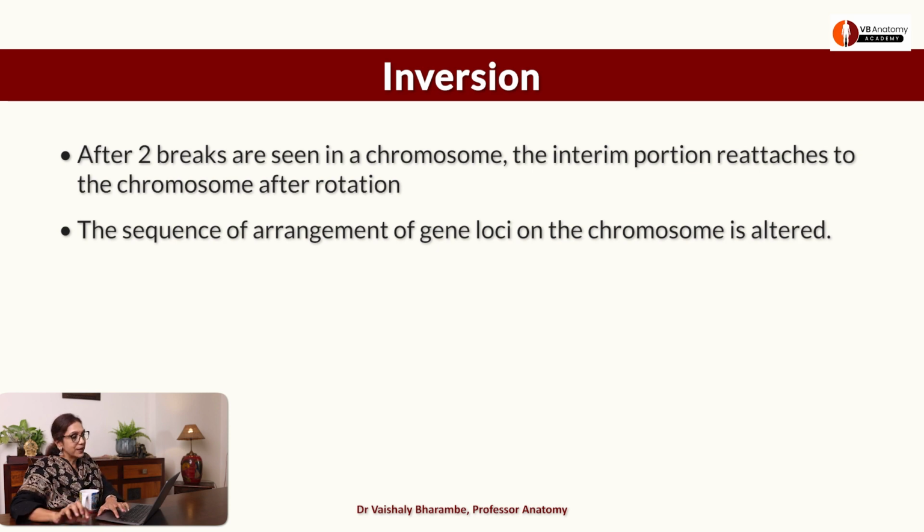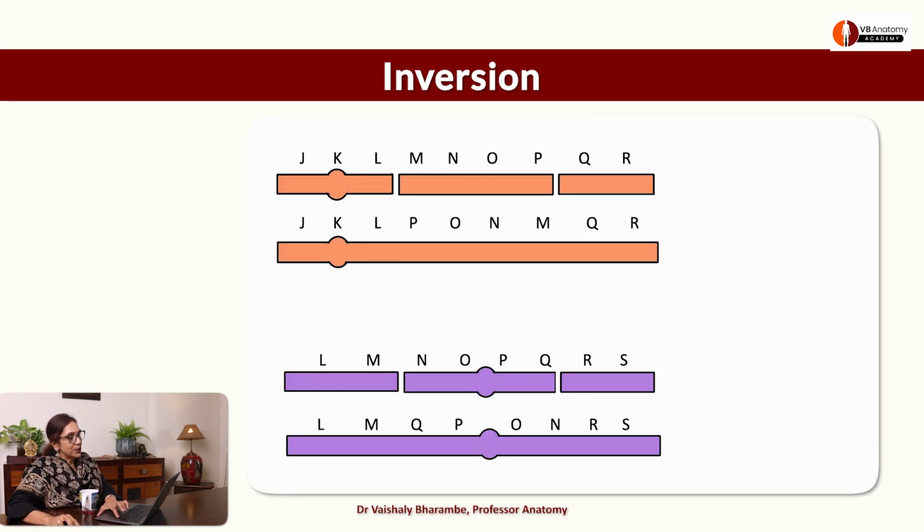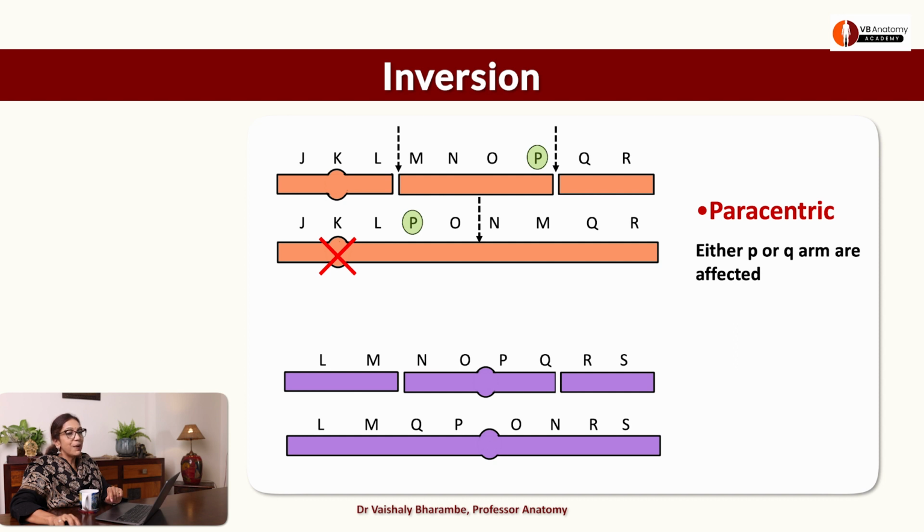Inversion. Take a look. In the first case, you can see that there are two breaks. The middle portion has been removed and is rotating. Did you see how it rotated? Now it goes and gets attached in the same place. But there is a reversal in the chromosomal chronology. The loci are changed now. Because this does not involve the centromere, it is called paracentric inversion. Either the P arm shows this inversion or the Q arm. Both arms are not affected.